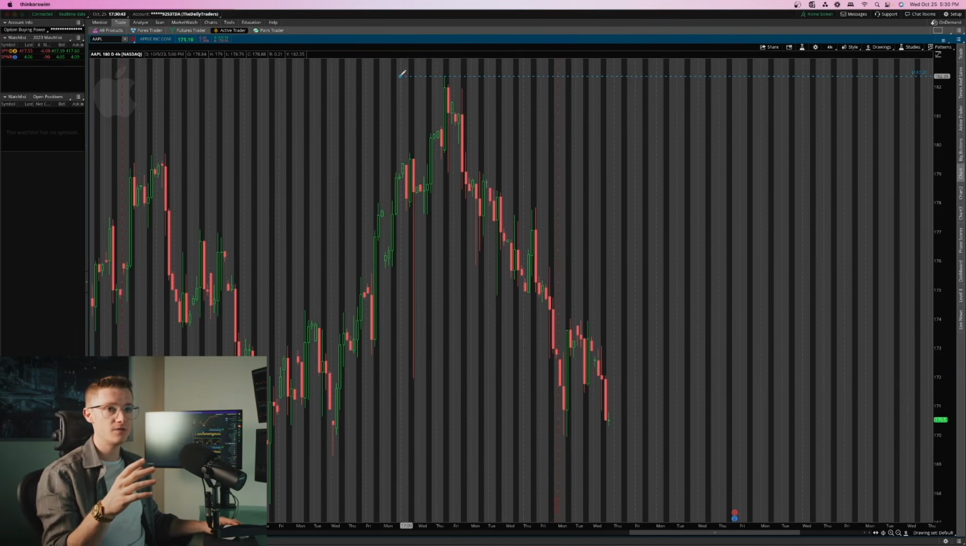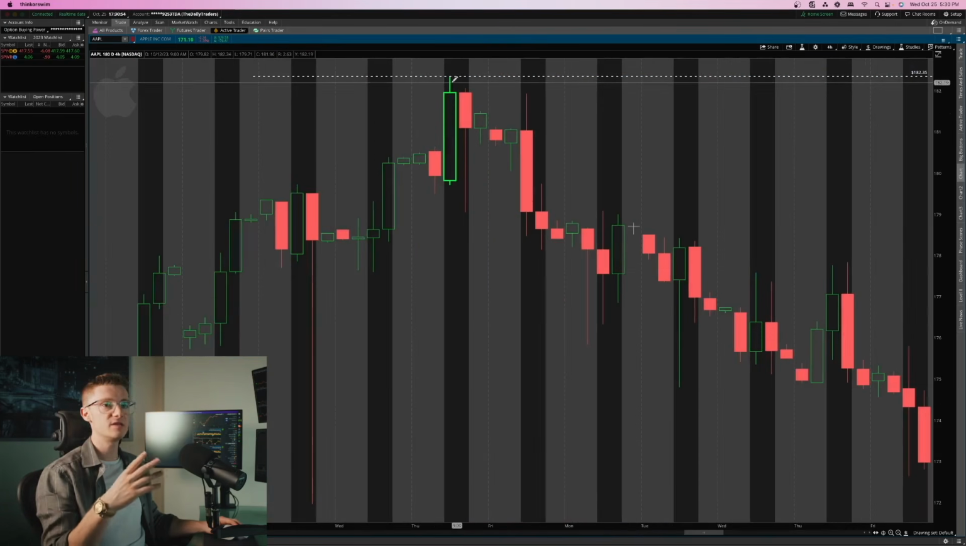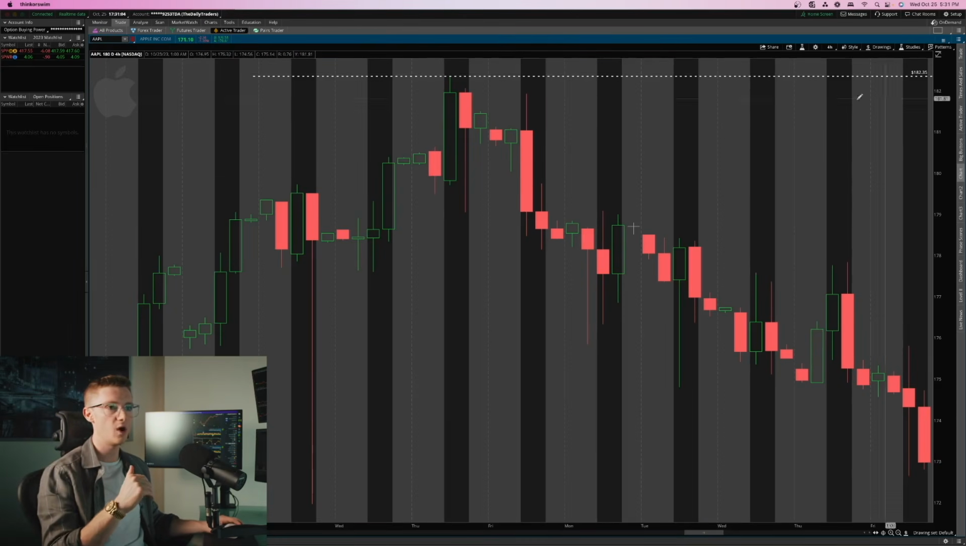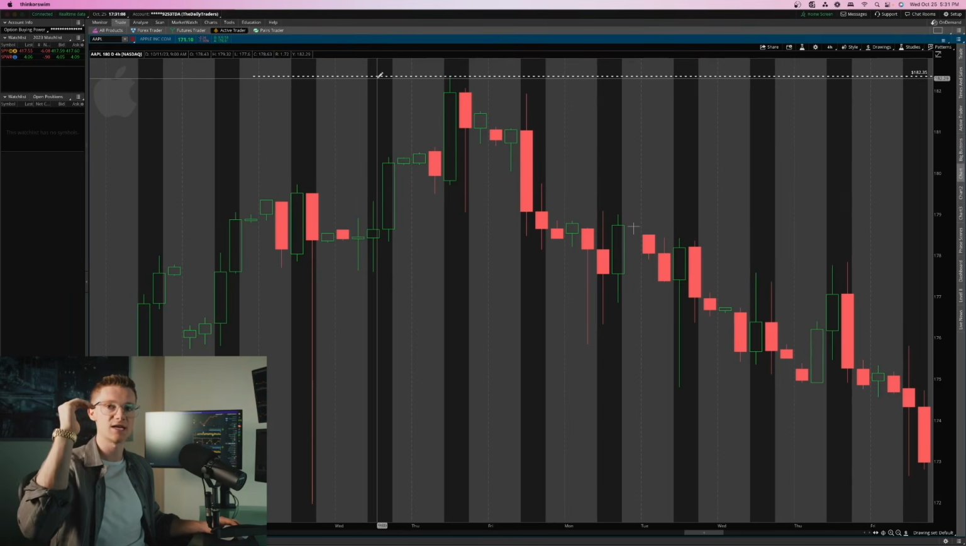Now, this area is going to be our resistance. Now you can see the top of a candle, which is called a wick, is going to represent where this chart has faced an area of resistance. Okay, so this 182.35 is going to act as resistance.